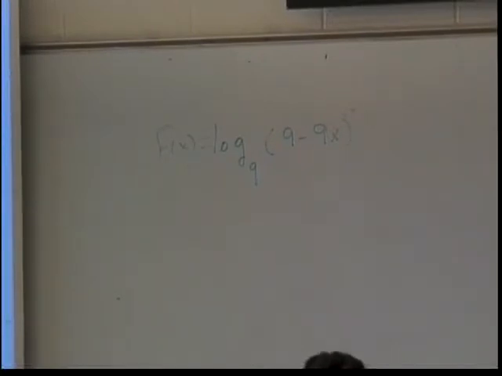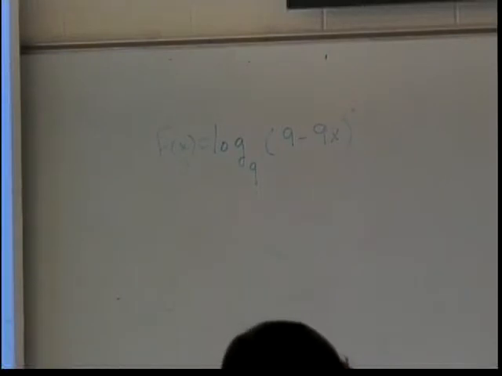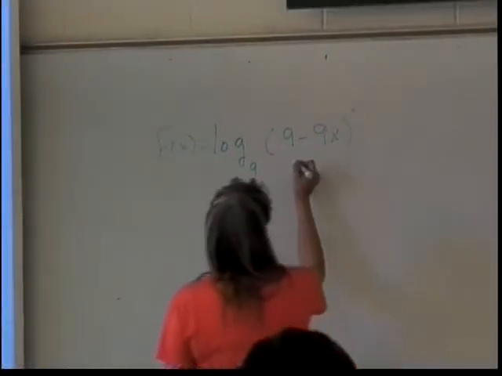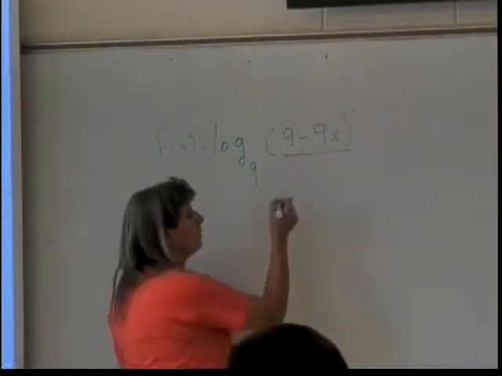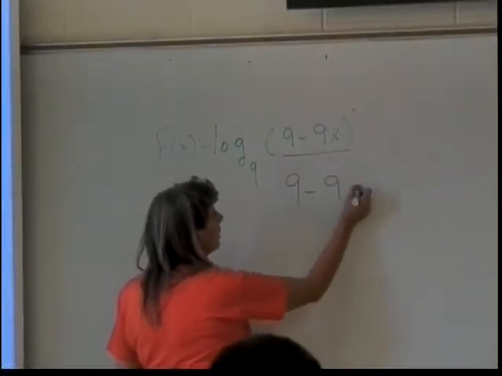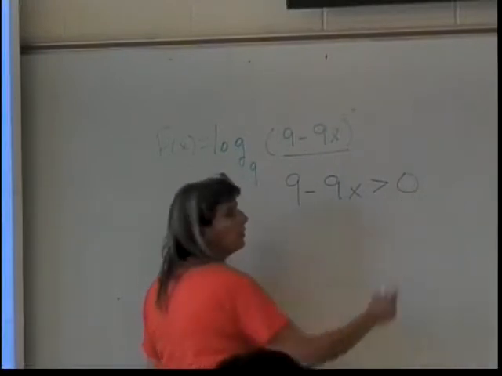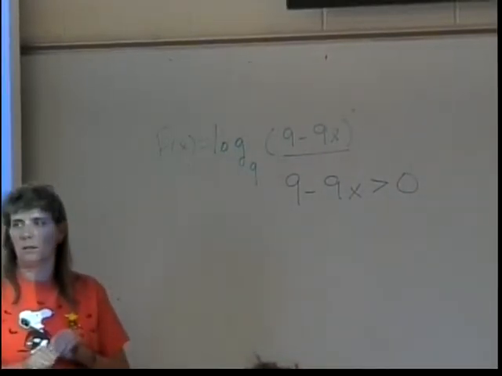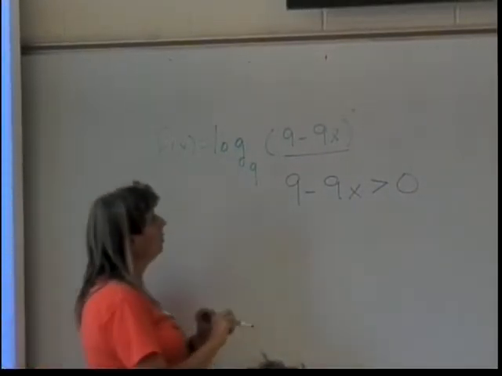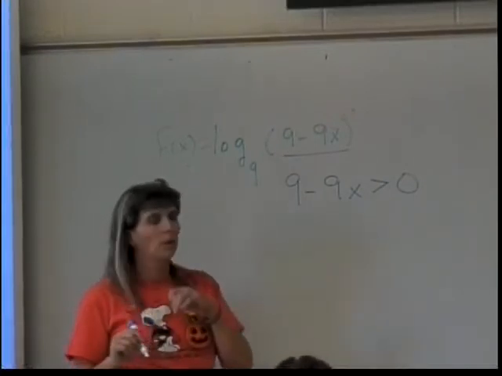Come on, guys, we talked about this. Go back in your notes. It was last Friday. Yes, you take the argument of the logarithm, just this piece, 9 minus 9x, and you set it greater than 0, and then find the domain. Solve for x. Well, what do you want me to do to solve for x here?